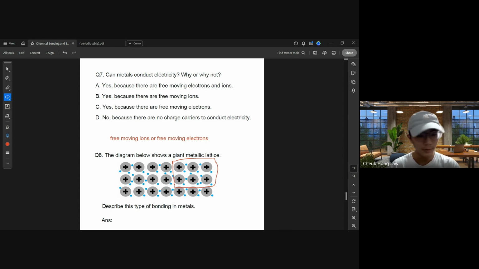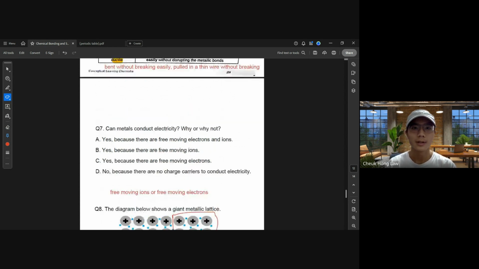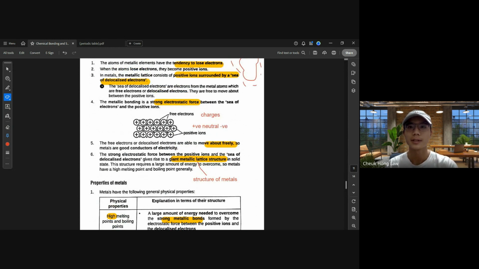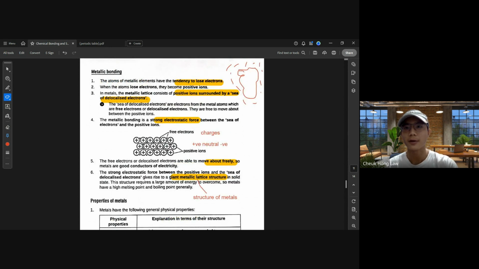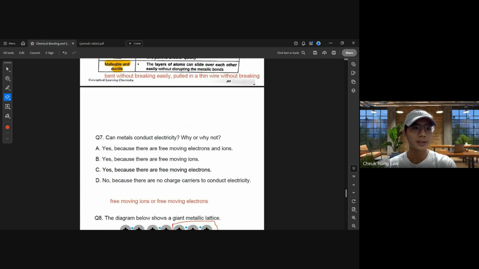Okay, now it's 9:20. Let me go through the questions. Can metals conduct electricity? Why or why not? Okay, so for conducting electricity, it either has to have free ions or free electrons. So metals, what's the structure? Positive ions surrounded by a sea of delocalized electrons. So the electrons are free to move, but the ions are not. Just like the honeycomb: the honeycomb cannot move, but the bees surrounding the honeycomb can move. So yes, because they are free moving electrons. C is your answer.